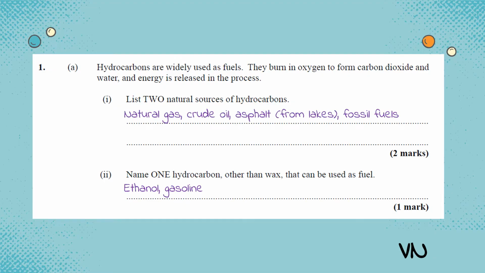Now, for the natural sources of hydrocarbons, natural gas and crude oil were the expected answers for this question. Asphalt and fossil fuels are also accepted answers. In terms of a hydrocarbon other than wax that can be used as fuel, either ethanol or gasoline can be considered.